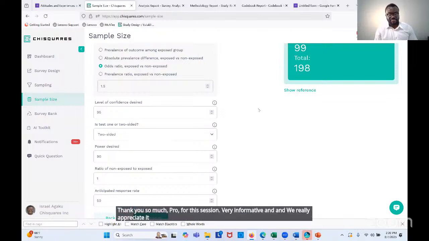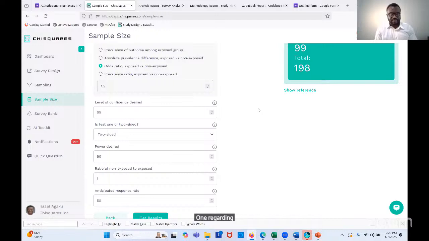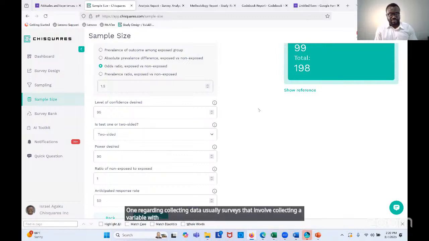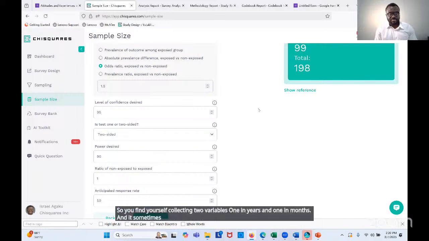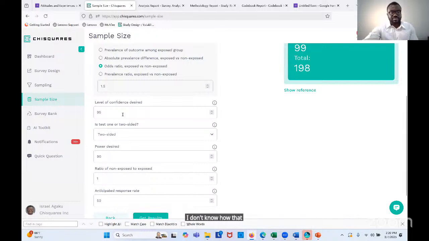I have two concerns. One regarding collecting data. Usually, surveys involve collecting a variable with different units. For example, for children, we usually find that some children have their ages in months and others in years. So you find yourself collecting two variables, one in years and one in months, and it sometimes becomes a challenge at analysis. I don't know how that can be solved. I would like your advice on that.